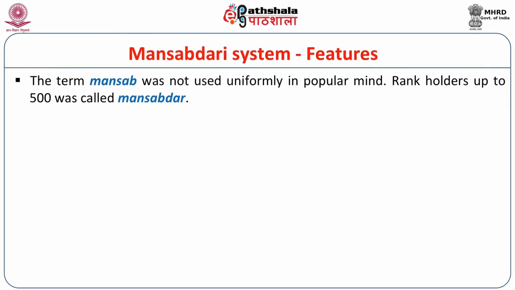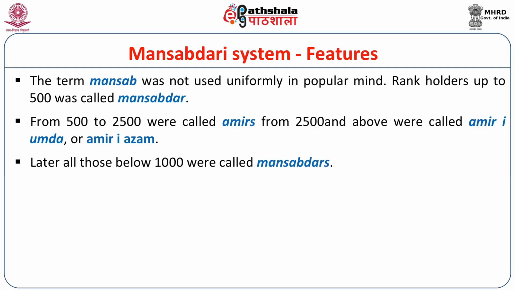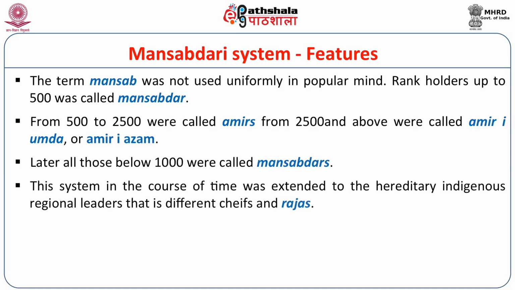The term Mansab was not used uniformly in the popular mind. Rank holders, usually up to 500, were called Mansabdars. From 500 to 2500 were called Amirs, and from 2500 and above were called Amiri Umda or Amir-e Azam. Later, all those below 1000 were called Mansabdars. So the term itself had an evolutionary character in the system.